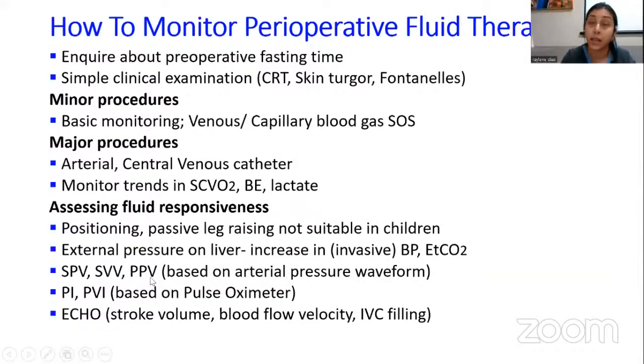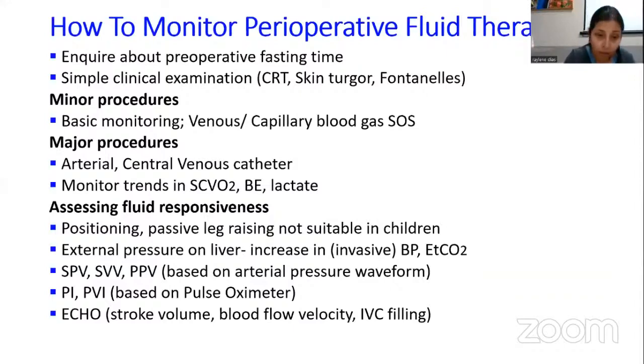But the problem is that these are very well validated in adults, but in children, especially those less than 5 years of age, they are not well validated. And that is because of the caliber of the arteries and the resistance and the compliance of these pediatric arteries, which makes these very, very variable in children.